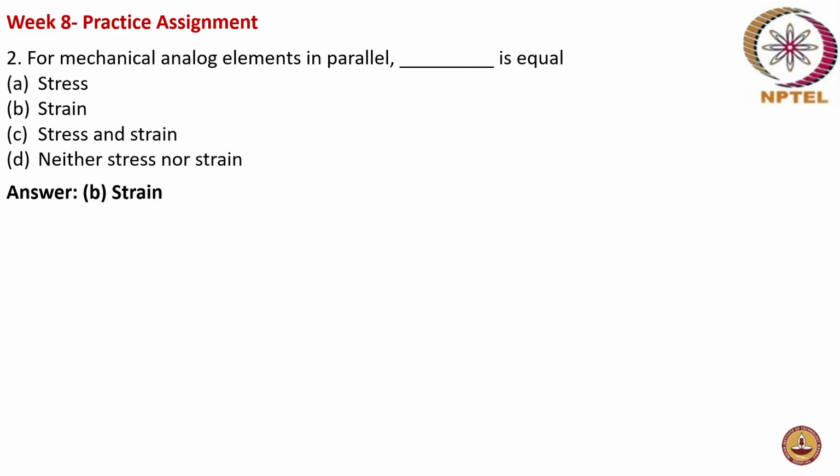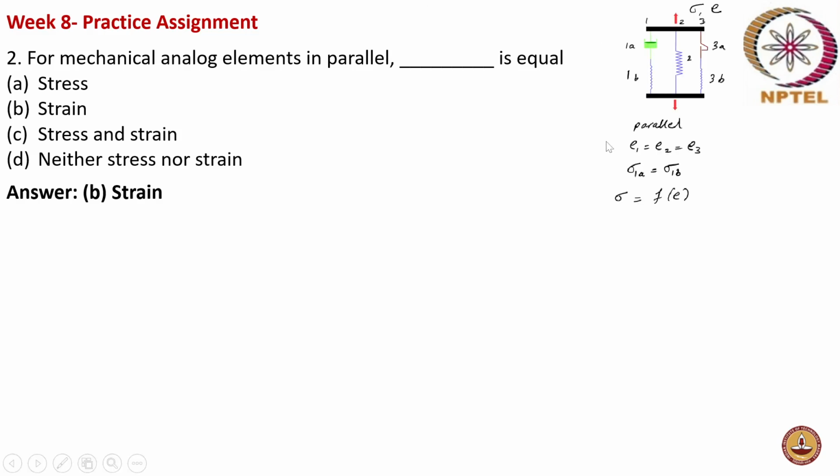The answer is actually that the strain is considered to be equal when these elements are arranged in parallel. If you look into this image, in 1 you have a dashpot and a spring, in 2 you have a spring, and in 3 you have a sliding element and a spring. You consider 1 one system, 2 a second system, and 3 a third. These are all arranged in parallel, so the overall strain will be equal. So E1 equals E2 equals E3.